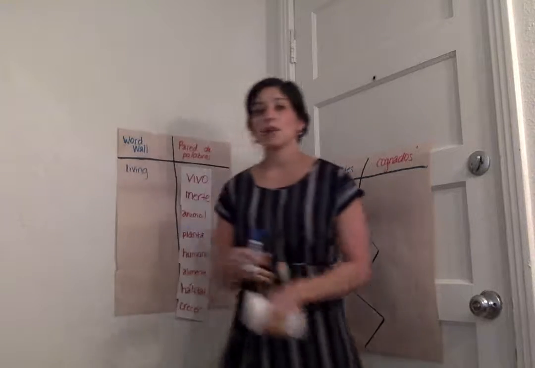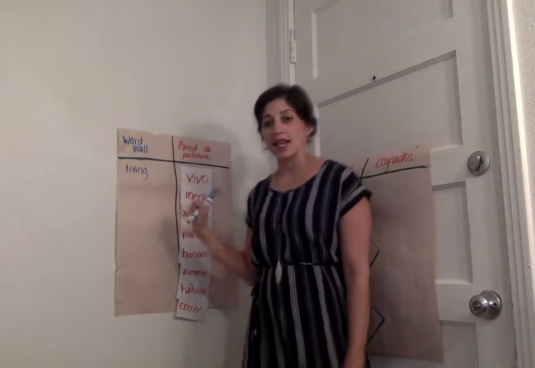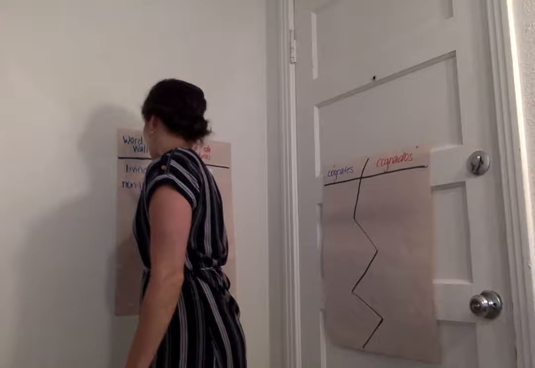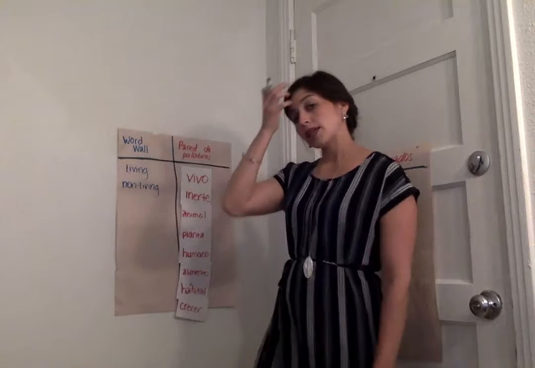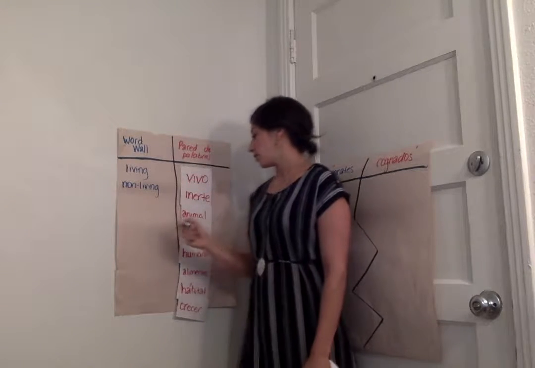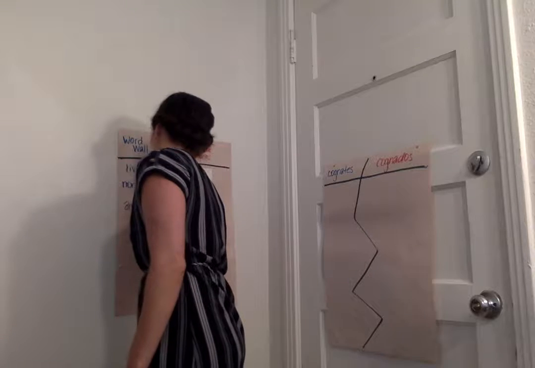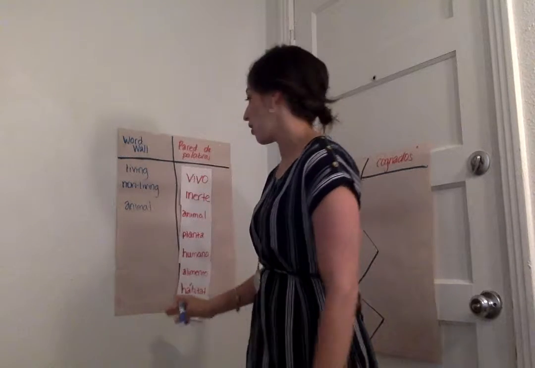Okay, Paula, ¿qué es la palabra para la palabra inerte en inglés? Say non-living. Okay. Sofía, ¿qué es la palabra en inglés por la palabra animal? She's going to say animal. And then we continue this way until we have them all.